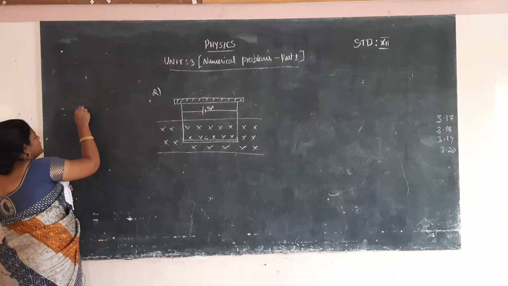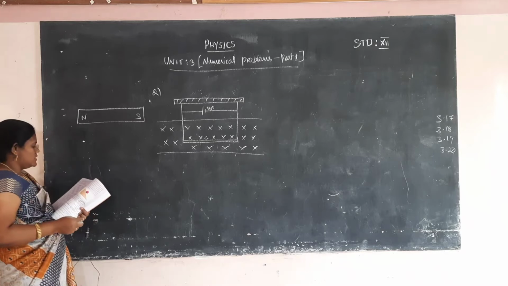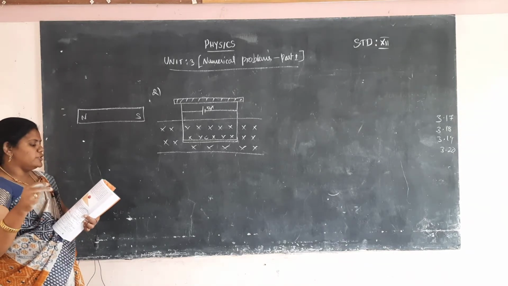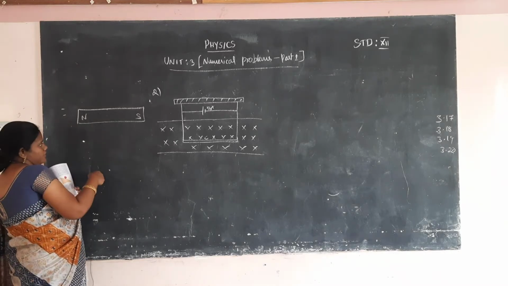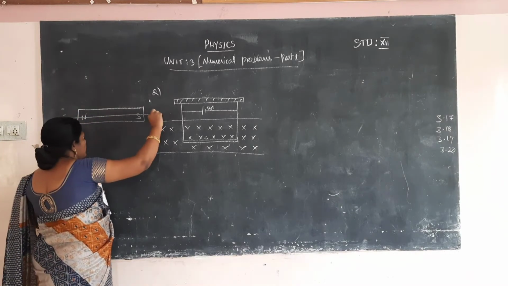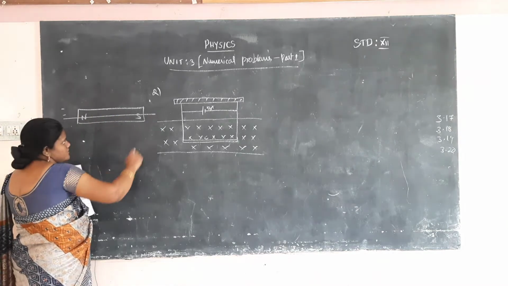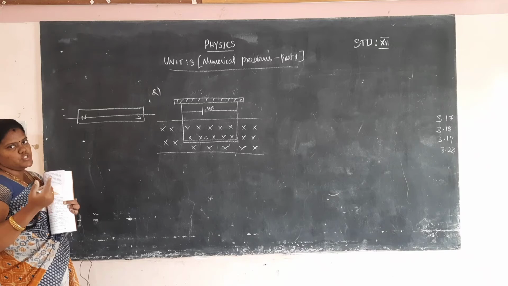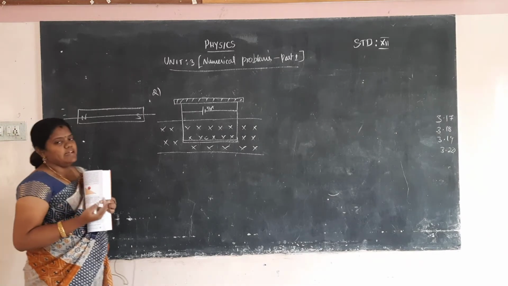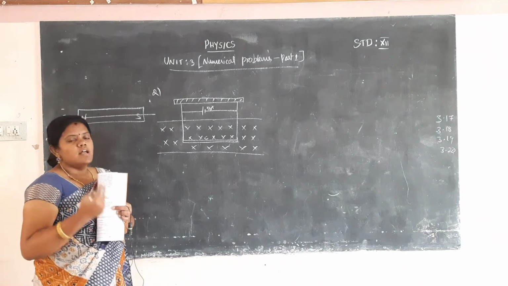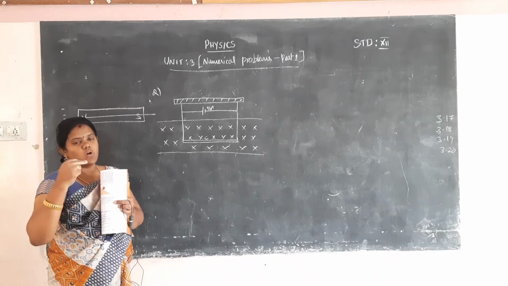Taking one bar magnet, this is the north and south direction. First, the magnet will be cut into 2 pieces along the axis, not perpendicular, along the axis. So no poles are changed, but the pole strength is reduced to half. One magnet cut into 2 pieces along the axis, the pole strength will be reduced to half.